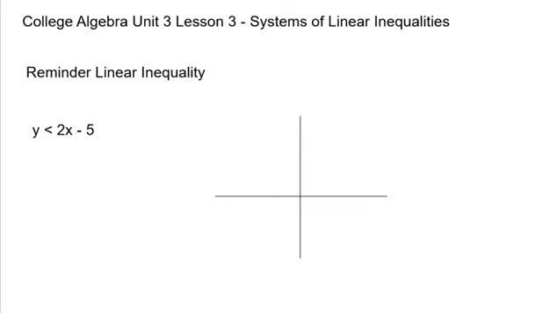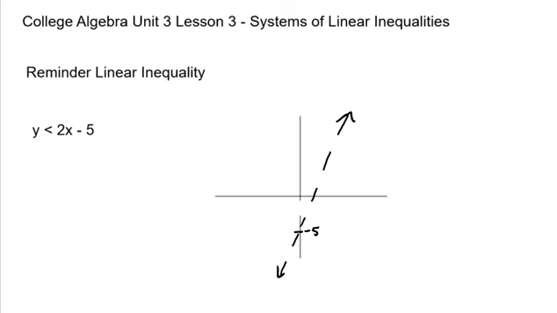2x minus 5. Maybe I'll say this is negative 5, and a line with slope 2 is pretty steep. So here I am drawing it with slope 2, except it needed to be a dotted line because it's strictly less than. And so I'm going to erase a little bit so that it looks like a dashed line. All right, there we go.